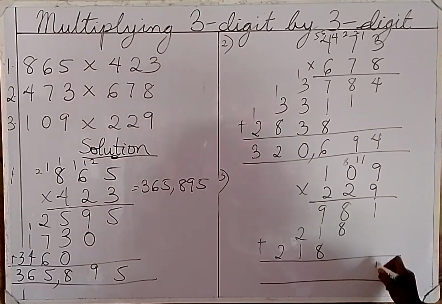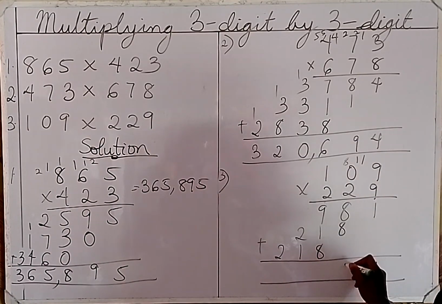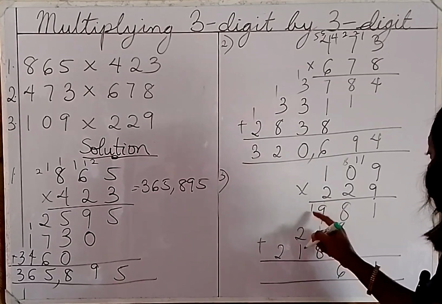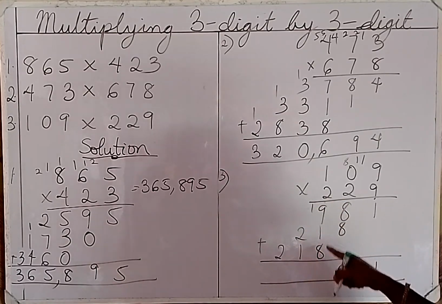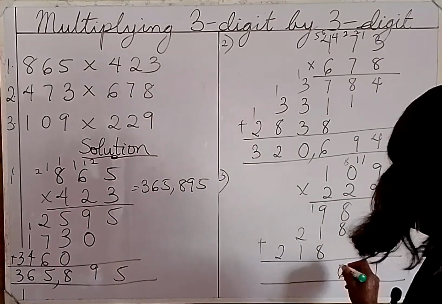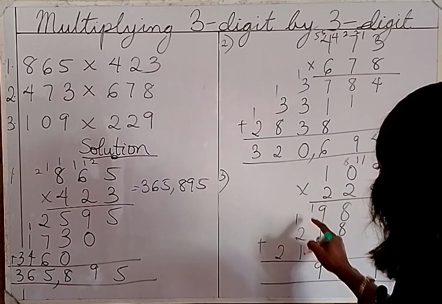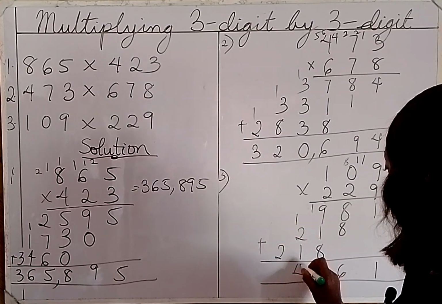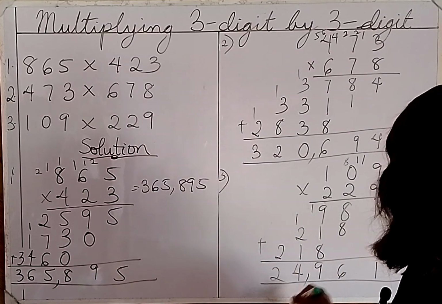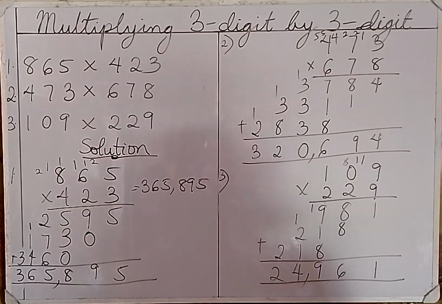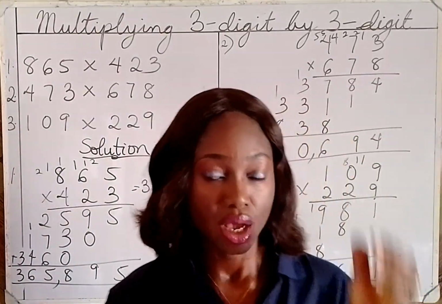Now 1 plus nothing is 1. 8 plus 8 is 16. 1 plus 9 is 10. Plus 1, 11. Plus 8, 19. 1 plus 2 is 3. Plus 1, 4. And then 2 comes here. That gives us 24,961.